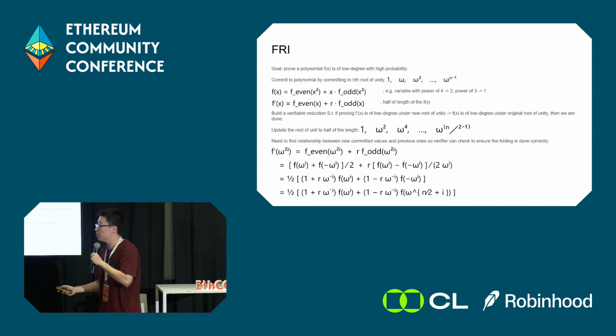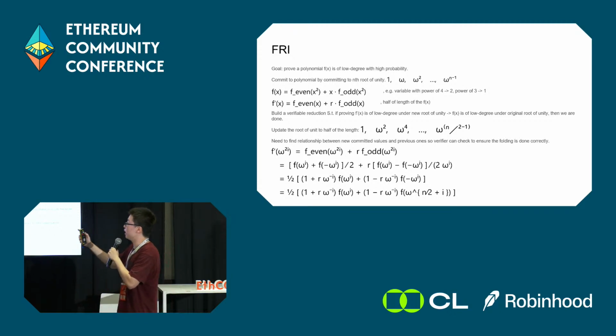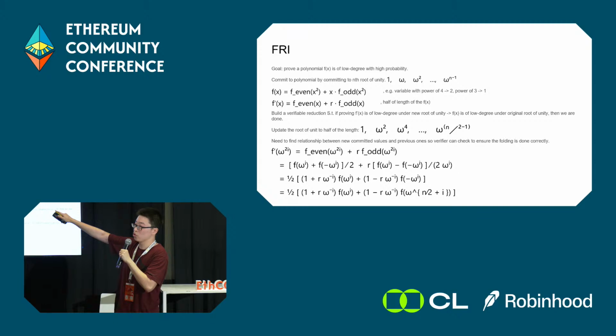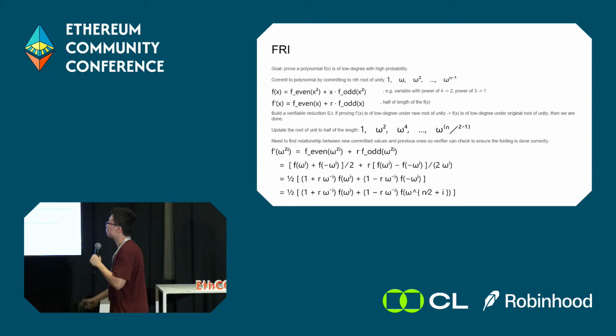And then we go to FRI, the fast Reed-Solomon code interactive oracle proof. It's pretty small, but the idea is we want to prove that a polynomial is of low degree with overwhelming probability. The idea is we commit to the polynomial using some tree. And the key is we have the nth root of unity, which serves as a Reed-Solomon encoding of this polynomial. And then we use the fast Fourier transform. Basically here we are splitting a polynomial into the even power and the odd power.